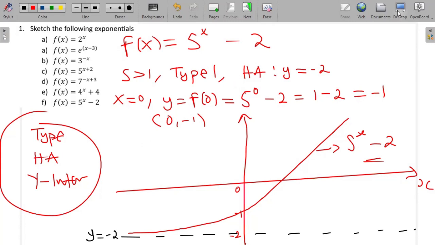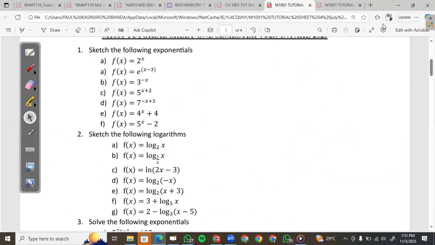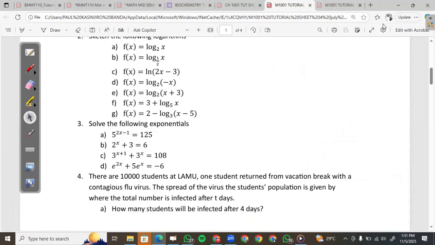This question, I got it from tutorial sheet 4, this one here. So tutorial sheet 4 has questions on logs and exponentials, as well as questions on trigonometry.